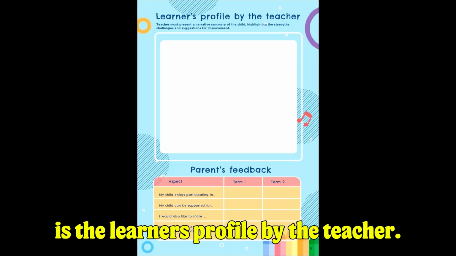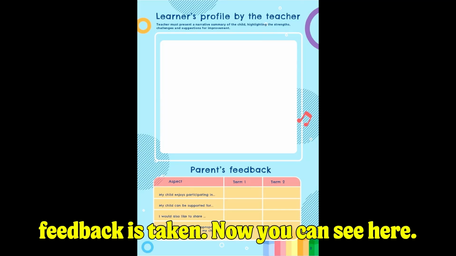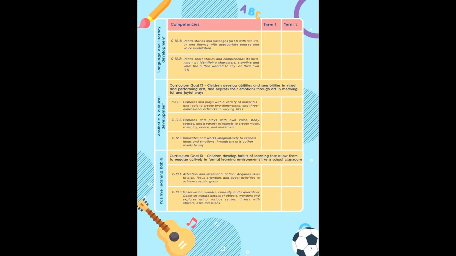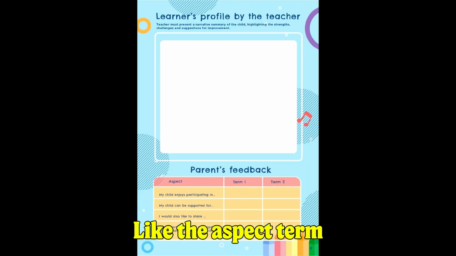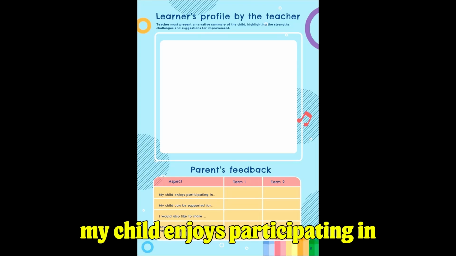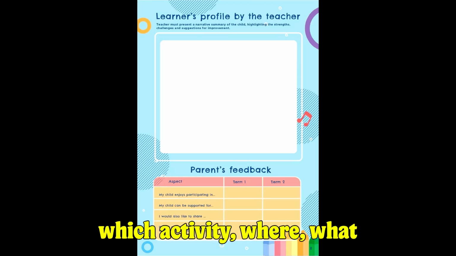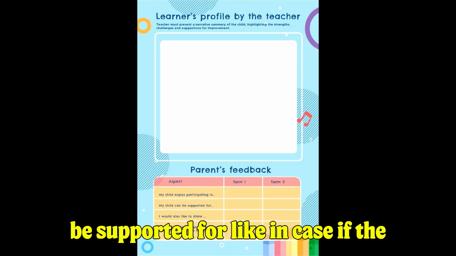So this is the learner's profile by the teacher. Now comes a place where the parents' feedback is taken. Now you can see here the aspect, term 1 and 2. The aspects are: my child enjoys participating in which activity, where, what. The parent needs to write: my child can be supported for.